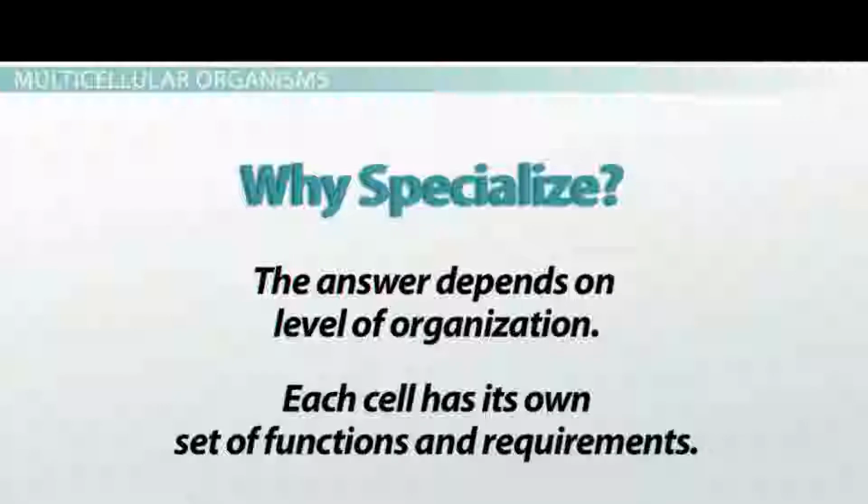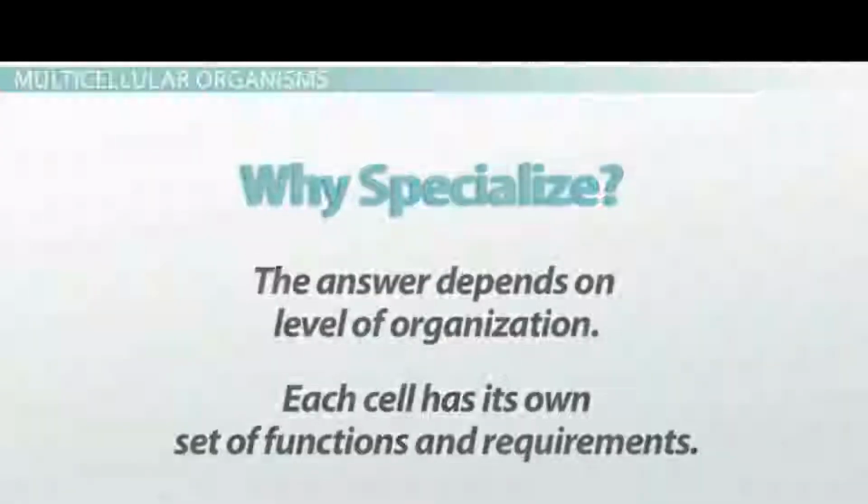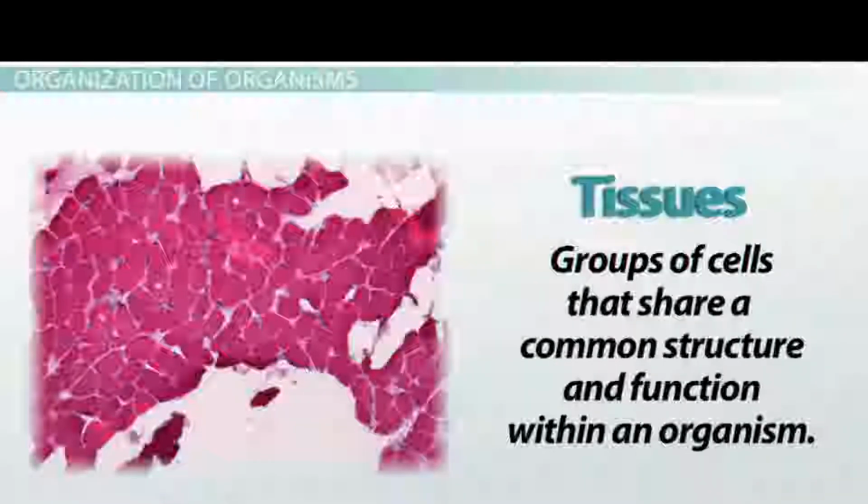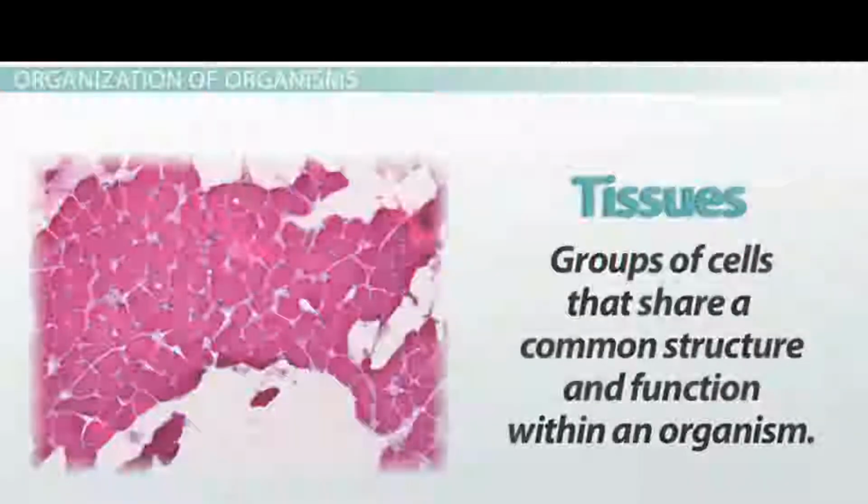Starting at the cellular level, each cell has its own set of functions and requirements that it must carry out. Most cells form groups called tissues, which are groups of cells that share a common structure and function within an organism. Tissues are the next level of organization in an organism, and are often very specialized to perform only one or maybe a few very specific tasks. For instance, muscle tissue is specialized to contract, and that's about all that it does.